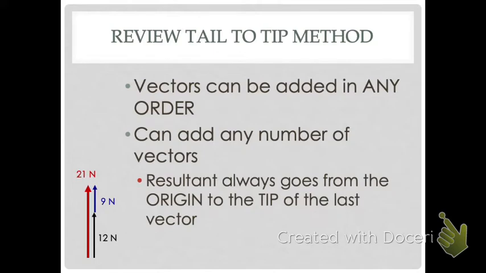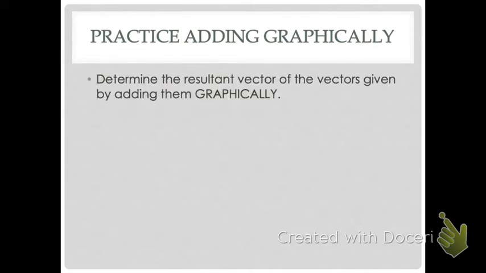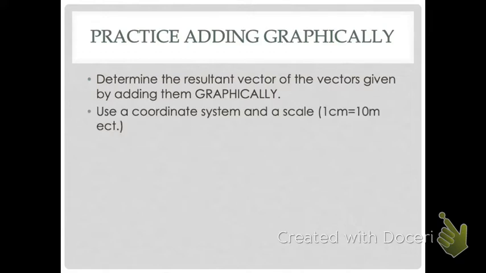So when we add vectors, there's two ways we can add them. I'm going to have us first add them graphically. Adding them graphically means we actually use a ruler, we determine a scale, and we draw them. We don't ask you to do that a whole lot, because you can add them mathematically a lot quicker. But I want you to know how to do them.